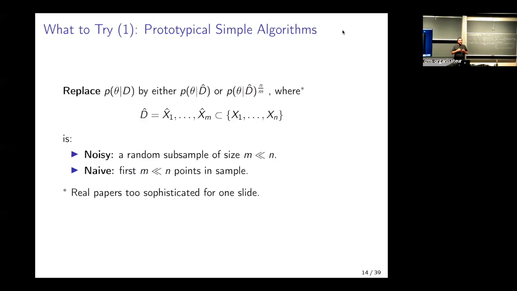The first one is noisy MCMC. This does exist really in the literature, where at every step of the Markov chain, I choose an independent sample, and I use that same independent sample every time I need to look at the data in that step.